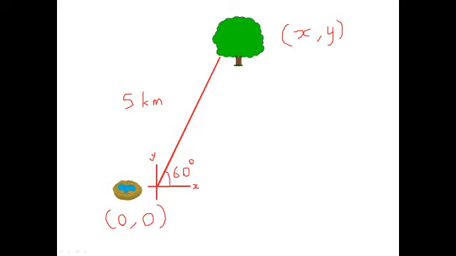Otherwise, the location of the tree would be as simple as 5 kilometers at 60 degrees north of east away from the nest. However, they want it in that xy form, and that's why we have to solve it by resolving the vector into an xy form.